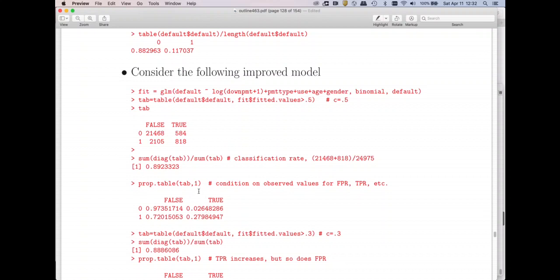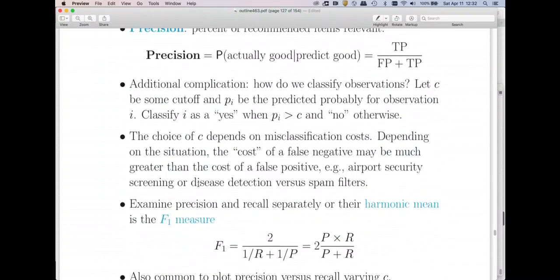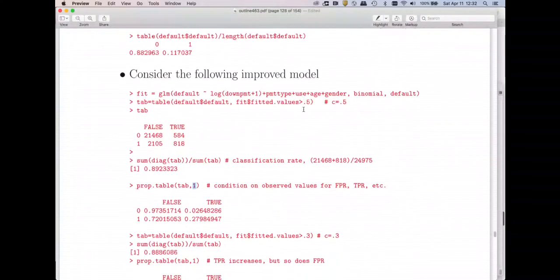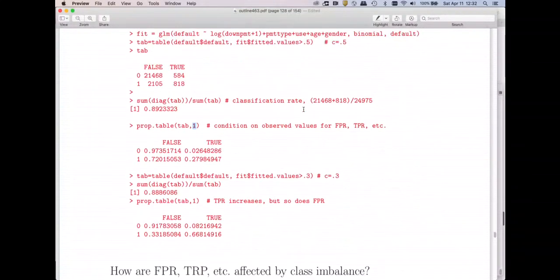I'll leave this as a little exercise for you. If you do prop.table with a 2 here, you're going to get the column percents instead of the row percents. And so remember, precision is one of those column percents. So I'll let you do that on your own. So I want you to remember, true positive rate is 28%, false positive rate is 2.6% when you have a cutoff of 0.5.